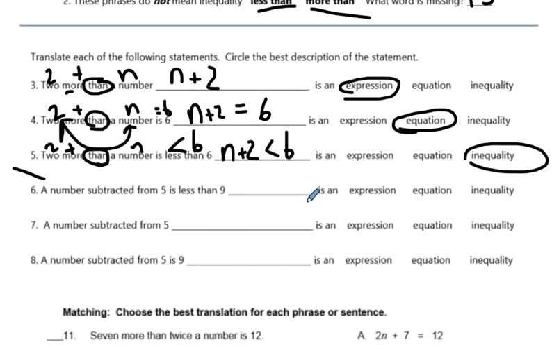Okay, so what I would like you to do, reflect on that for a minute, and then try 6, 7, and 8, circling whether they're expressions, equations, or inequalities, and doing the translation. Then complete the matching. Once you've finished, raise your hand. I will check it. We'll make sure we're all good to go, and then you can start on the scavenger hunt.